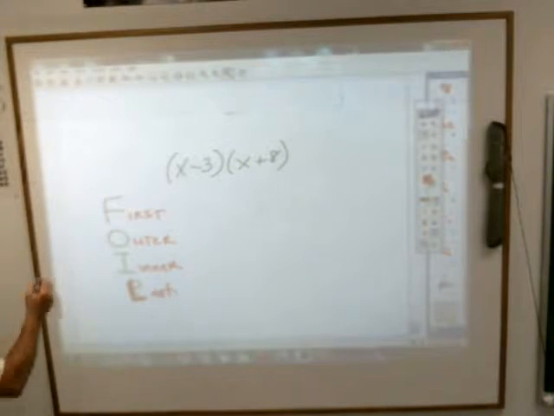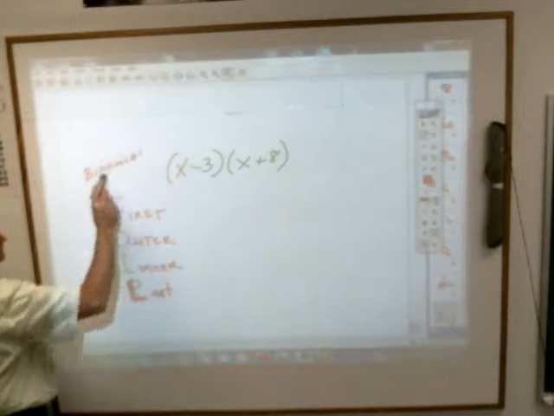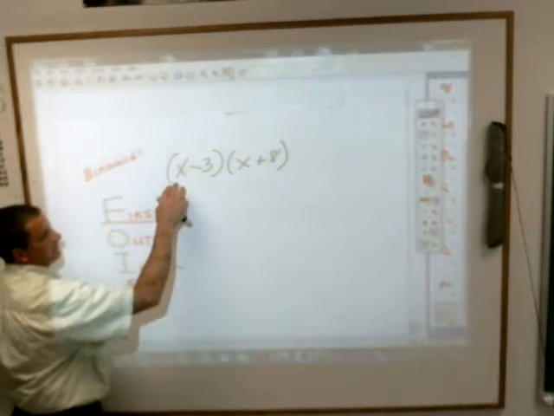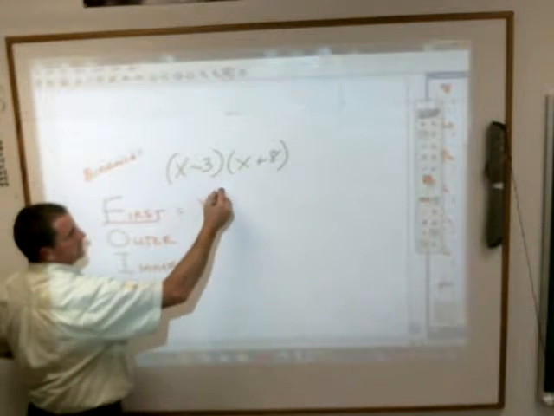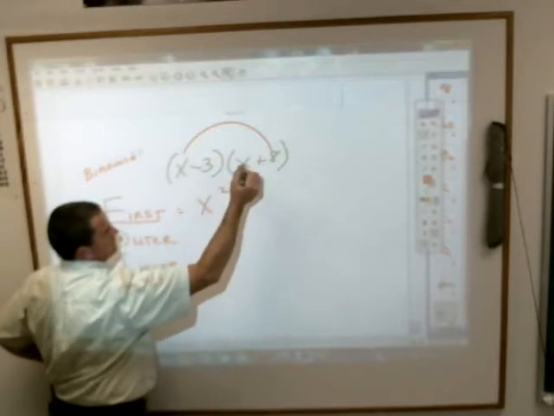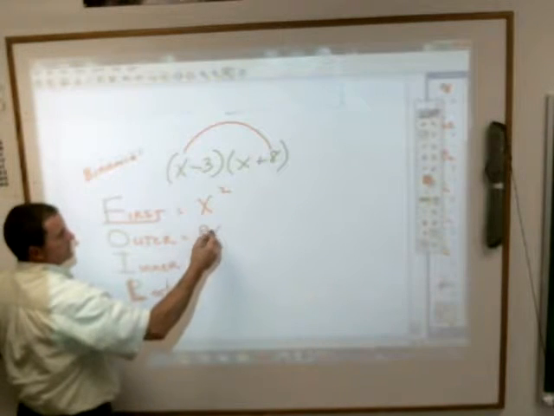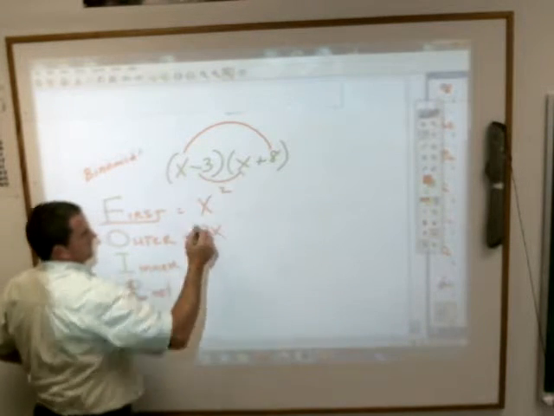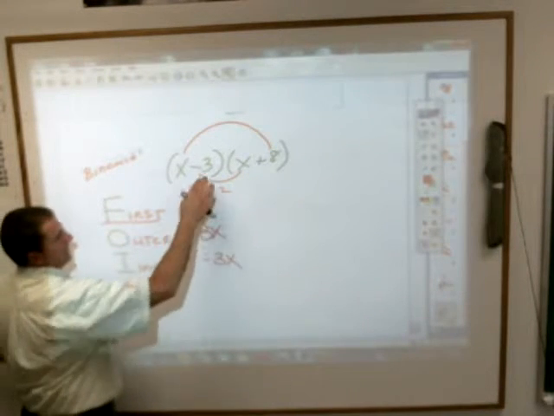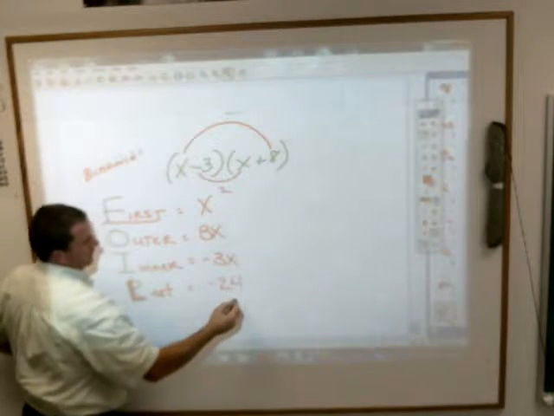And this is really just for binomials, two-term things. So for the first term, you end up with x times x, that's your x squared. For the two outer terms, x times 8 is 8x. The two inner terms is this. And the two last terms would be a negative 3 times 8, which is a negative 24.